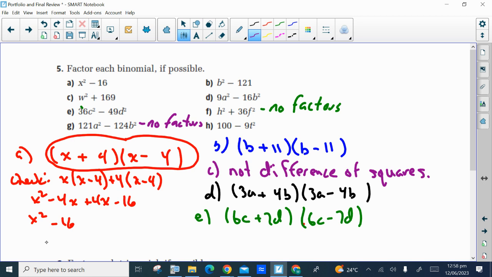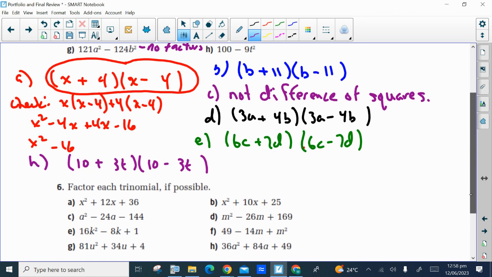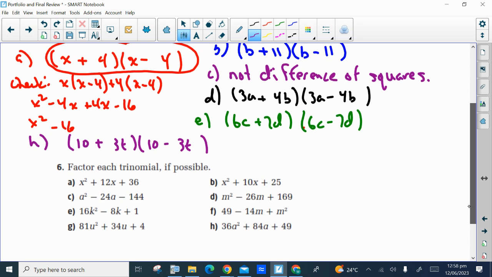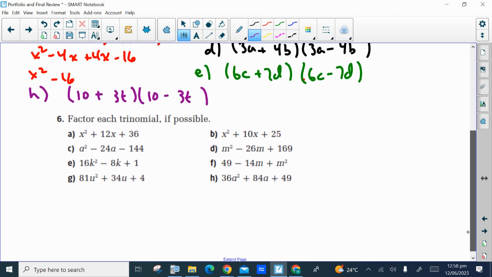But H can be factored. That is a difference of squares, because the square root of 100 is 10. The square root of 9t squared is 3t. One's a plus, one's a minus. There's your factors. Okay. Number 6.